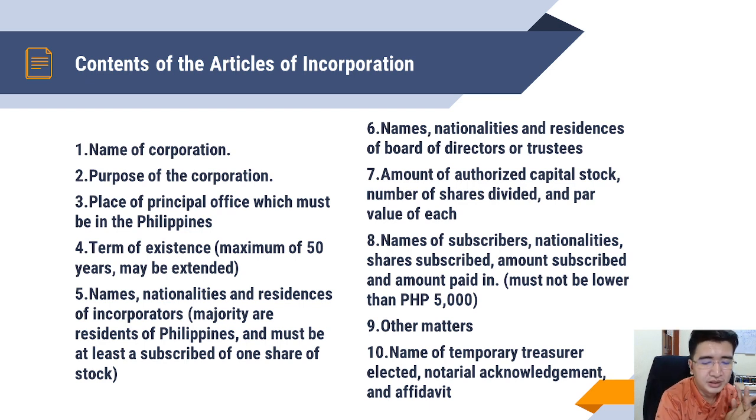Okay? Other matters, these other matters kasi at the option of the incorporators, kung ano yung gusto nilang idagdag sa Articles of Incorporation. Diba sabi natin before, you can already put there those rights that come with the shares that is to be issued by the corporation. Diyan mo na pwedeng ilagay. And then name of temporary treasurer, elected, notarial acknowledgement. These are the requirements na kasi. Okay, and affidavit.